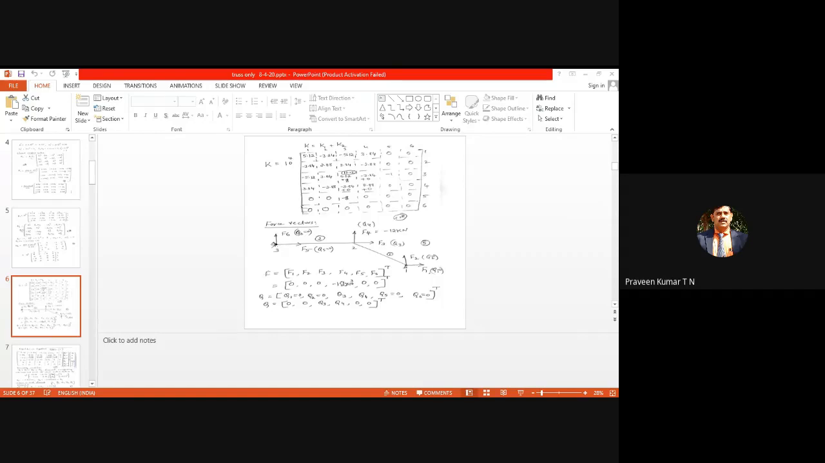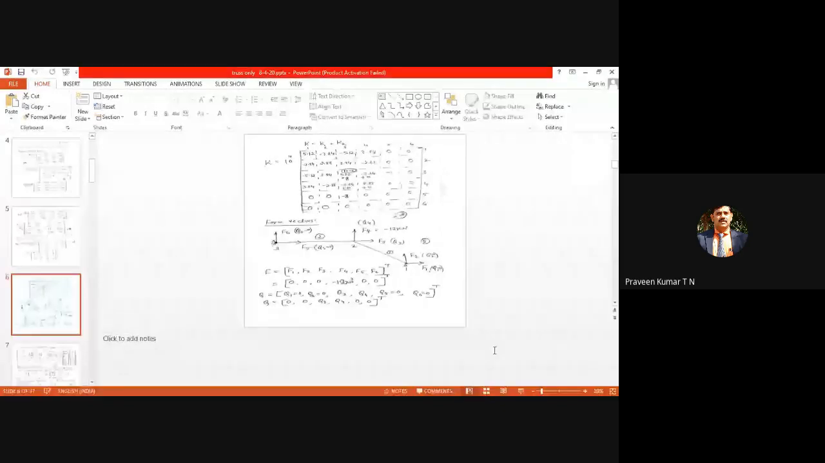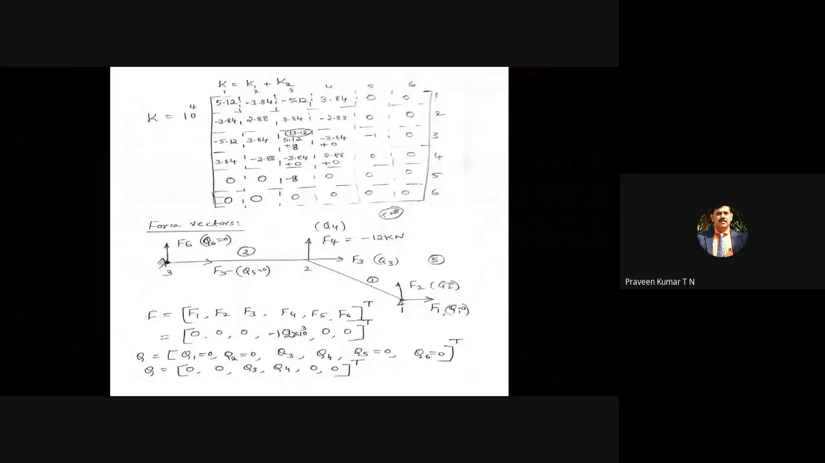So now, if you go to degrees of freedom, I'm talking about the degrees of freedom. Node 1, node 2: when you come to truss, there are 2 degrees of freedom for each node. If you are able to remember that difference, the degrees of freedom for the bar is only 1 degree of freedom. Each node has only displacement Q1.